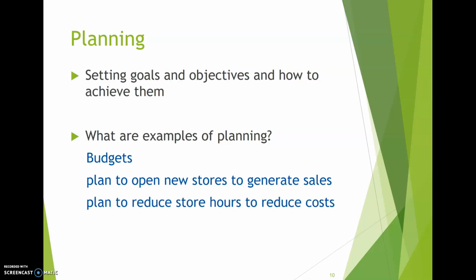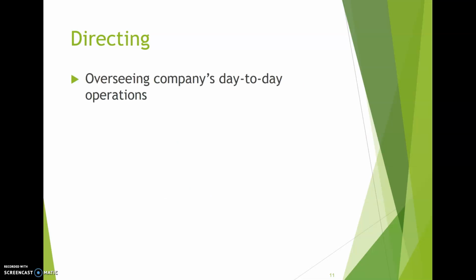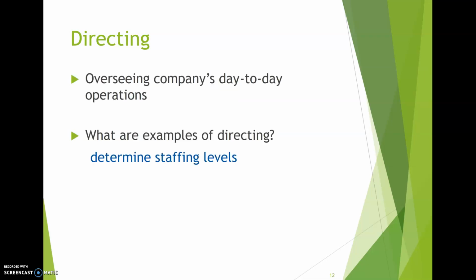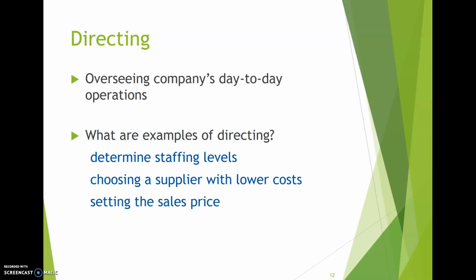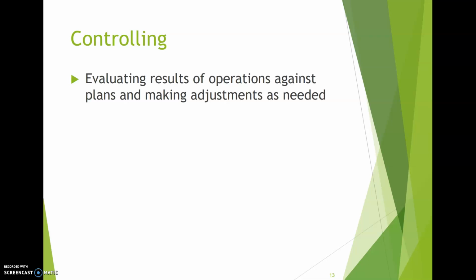Another thing they need to look at, if they're looking at ways to reduce costs, is reducing store hours. Directing. So this is probably the bulk of what you think about when you think of a manager. A manager has to oversee the day-to-day operations. So examples of the directing function are when they determine staffing, right? They have to set the schedule, who's going to work when. Deciding which supplier we're going to go with. Okay, setting the sales price.